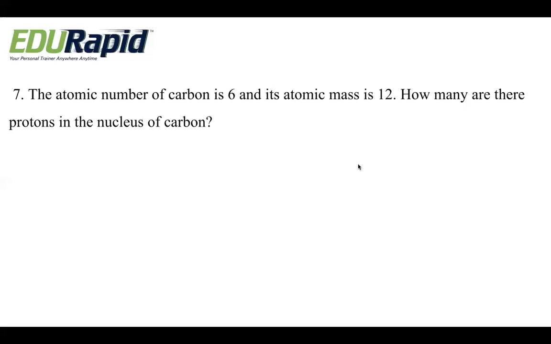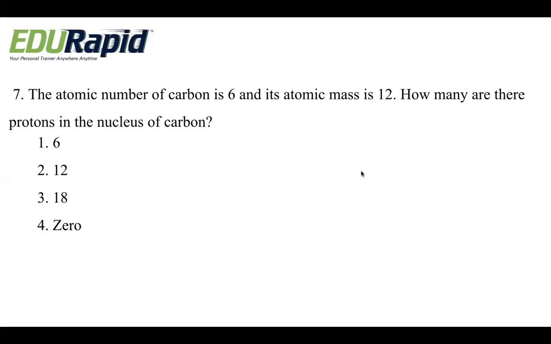The atomic number of carbon is 6 and its atomic mass is 12. How many protons are there in the nucleus of carbon? So here we have studied the relationship between the atomic number and mass number. They have given the mass of an atom is 12 and the atomic number of carbon is 6. They are asking how many protons are there in the nucleus of carbon? Any answer? So the answer depends on the definition of atomic number. We have options 6, 12, 18, 0.